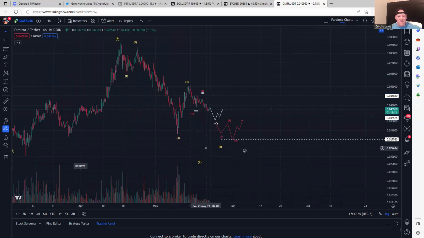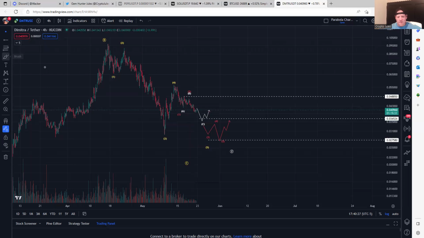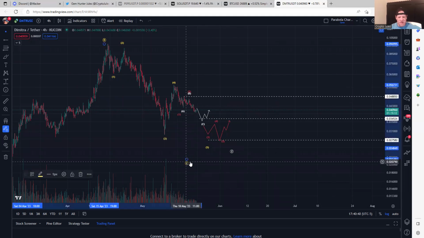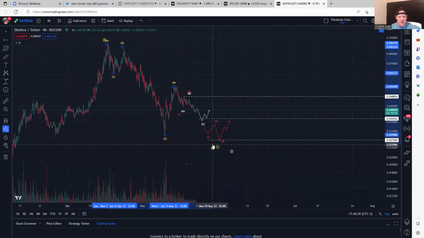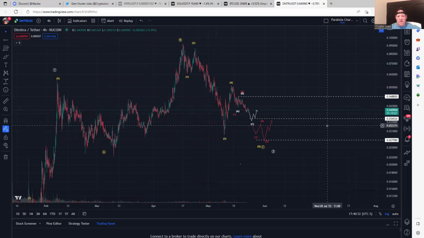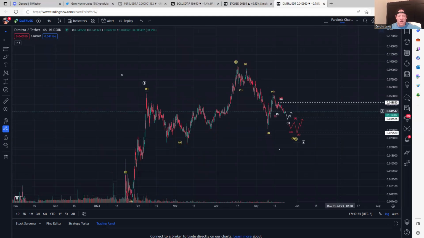So those are really the levels I'm looking at. Again, the 3.6 cent level, and then down to roughly 2.5 cents. So if this level here is broken and sustained below, then more than likely we'll drop down to the 2.5 cent zone. And then that should complete our C-wave structure and possibly put in our 2-wave.